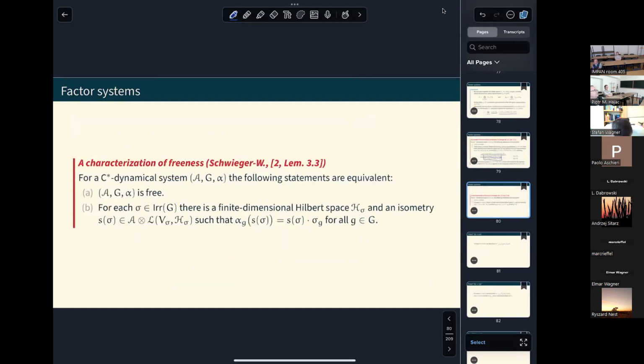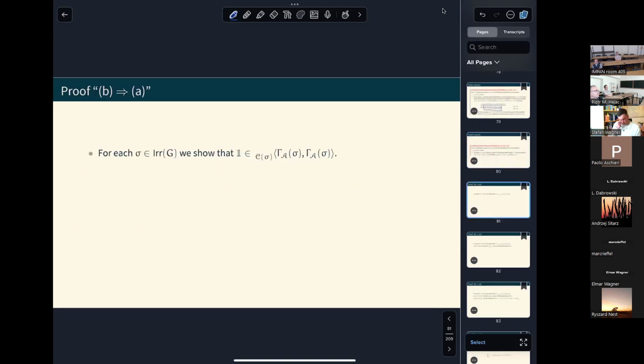Okay, let me go back to this characterization. I thought every presentation should include a proof, so I thought you might want to see how the proof works in this case. We would like to prove B implies A. So let's say you have this family of Hilbert spaces and isometries, and you would like to prove that the C-star dynamical system is free. What I would like to use here is that the left inner product generates the unit, because this is one of the equivalent conditions for freeness. This is what I tried to point out, that this is important here.